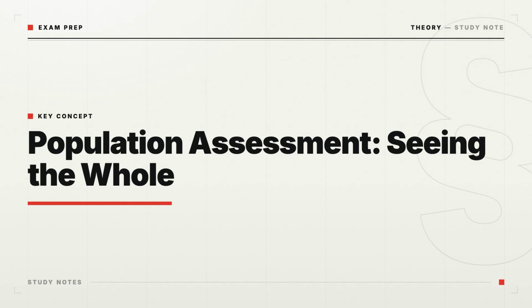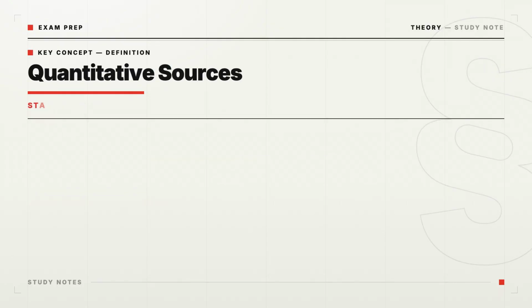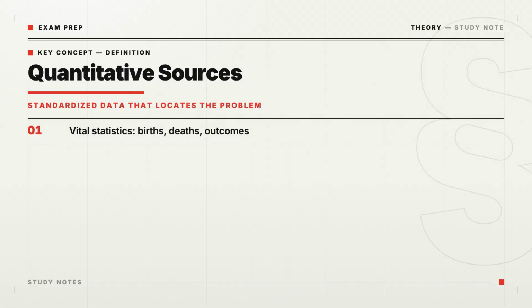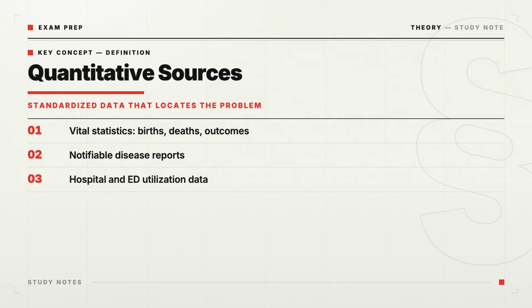A physical exam has no population equivalent, so the nursing process begins with assessment, examining a population's health status, its determinants, its strengths, and its problems before anything else happens. Quantitative sources are fairly standardized. Vital statistics supply births, deaths, and outcomes. Notifiable disease reporting supplies communicable disease counts. Hospital and emergency department data supply utilization patterns, and census data supplies determinants like income, education, and housing.